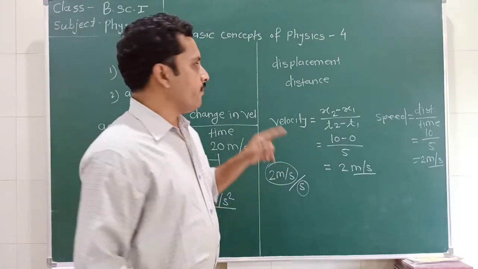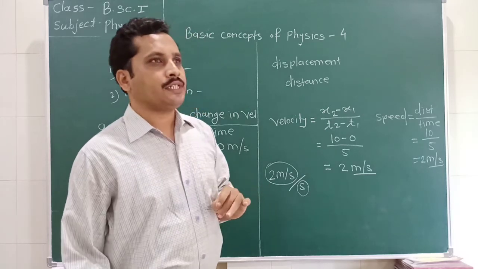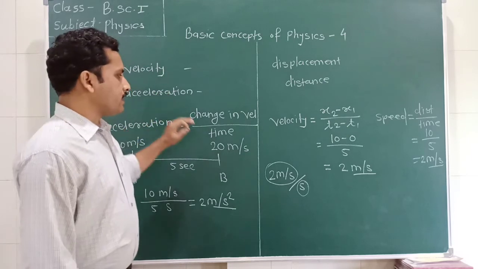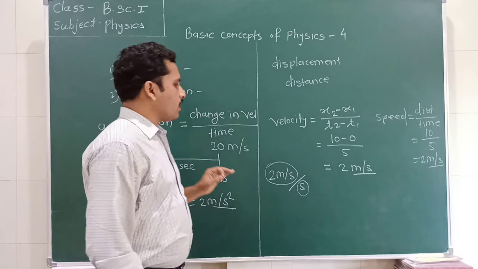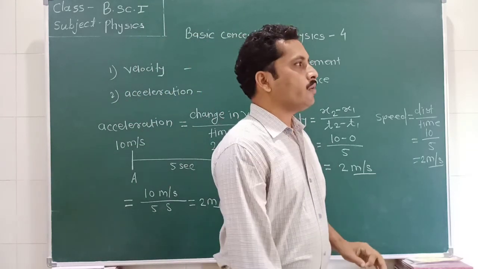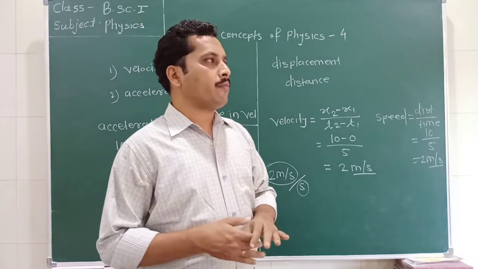So today we discussed two terms, velocity and acceleration, and we also explained what we mean by velocity and acceleration, their SI unit and CGS unit. We also discussed the meaning of acceleration. In this way today we discussed all the basic concepts about motion.